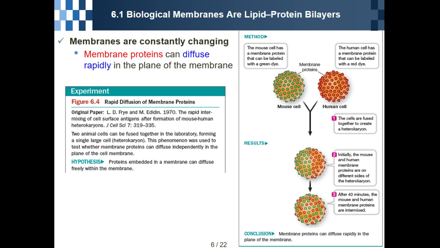At first, there was a boundary between the green and red protein. But after 40 minutes, you will see that the red protein and green protein are mixed with each other. So based on this experiment, we can say that membrane proteins can diffuse rapidly in the membrane. Okay?